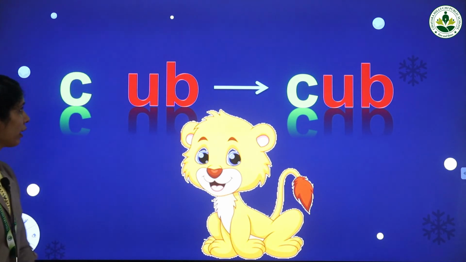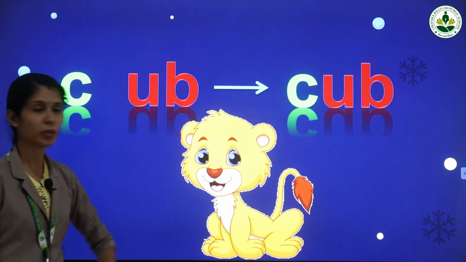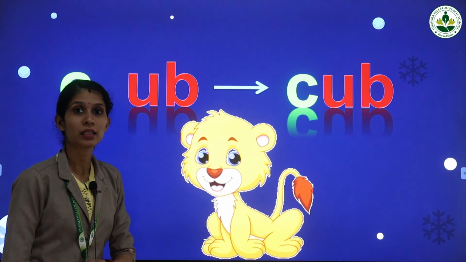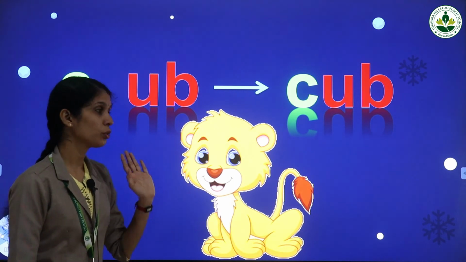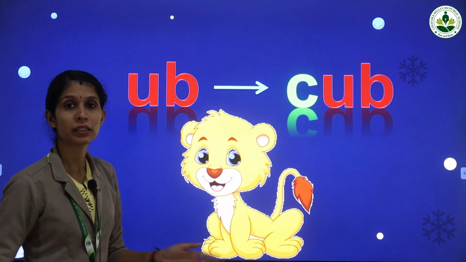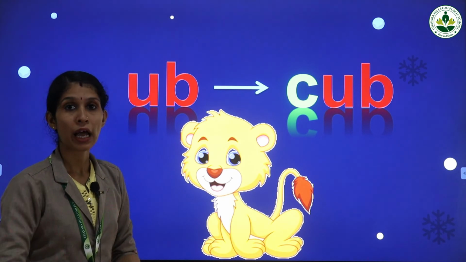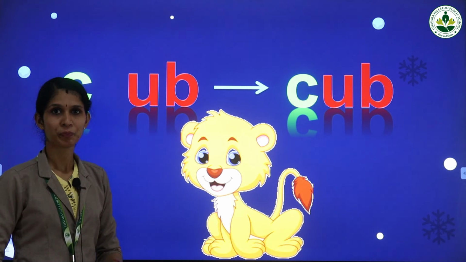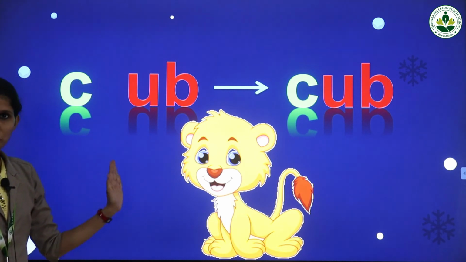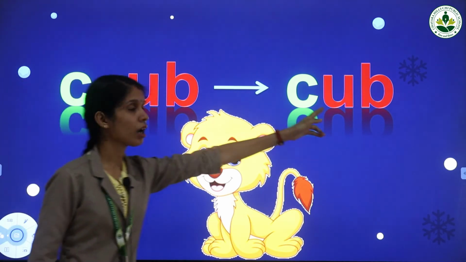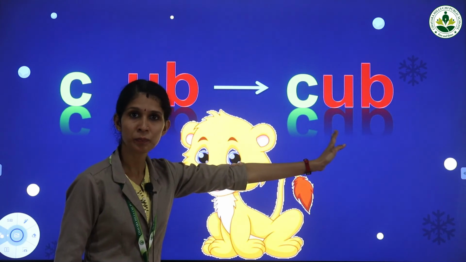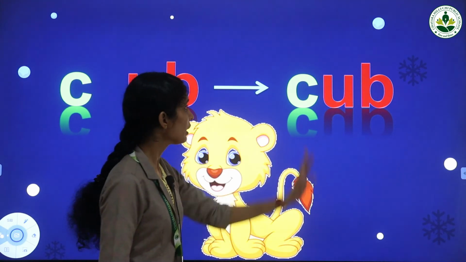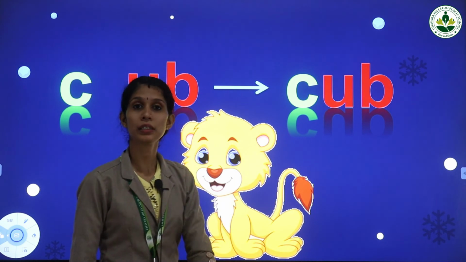Here we add letter C with ub. We can read this word as cub. And look at the picture. Do you know who is cub? The little one of a lion. The baby of a lion is called cub. So this is our first word ending with ub. Which word is this? Cub. Very good.